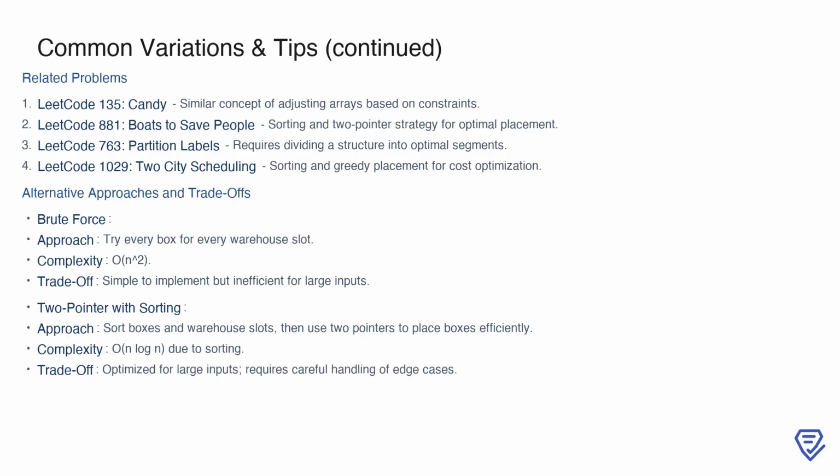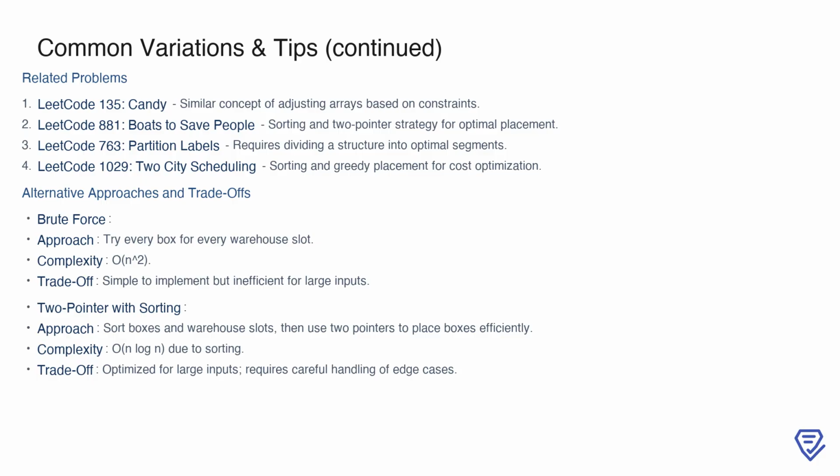For example, in LeetCode 135, Candy, you adjust an array based on constraints, a concept that parallels adjusting the warehouse heights here. Another related problem is LeetCode 881, Boats to Save People, which uses sorting and a two-pointer strategy to ensure optimal placement. LeetCode 763, Partition Labels, focuses on dividing a structure into optimal segments, and LeetCode 1029, Two-City Scheduling, involves sorting and greedy placement to minimize costs, which aligns with the approach used in this problem.